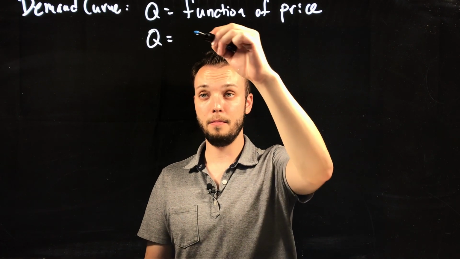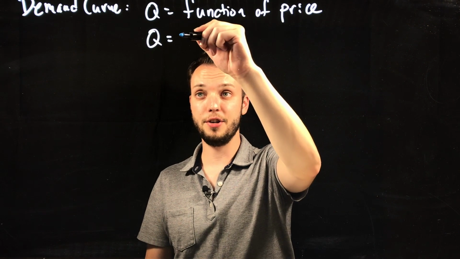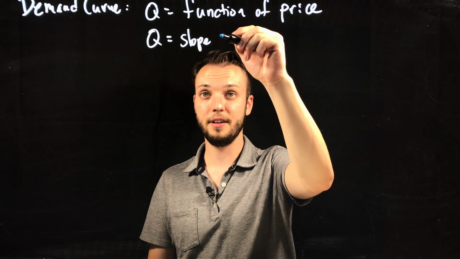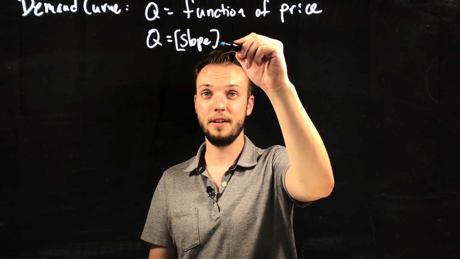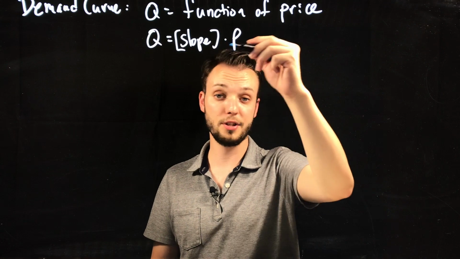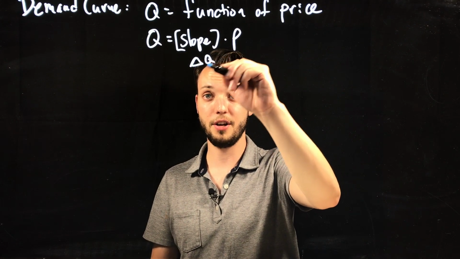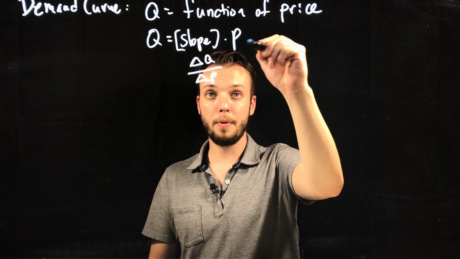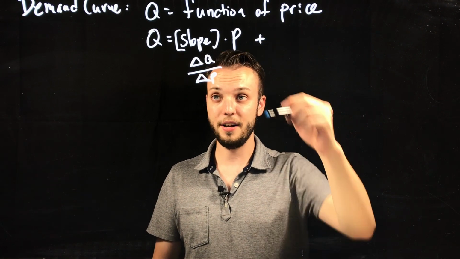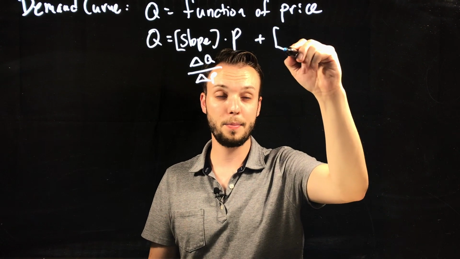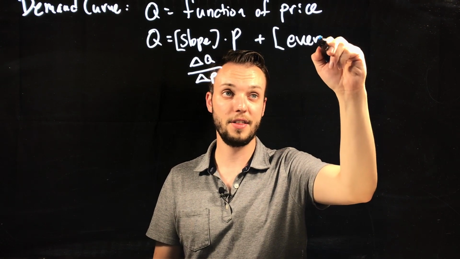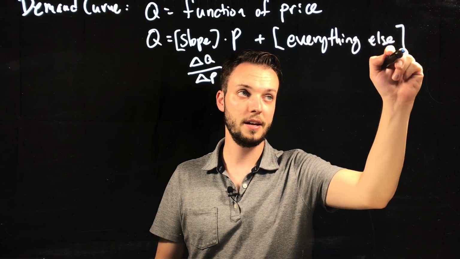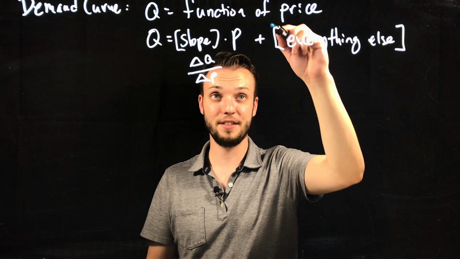So this simple linear relationship, Q equals this slope coefficient times P, the price, or the slope, if you recall, is the change in Q over the change in P. But there's also all the other things that affect the quantity of a good or service demanded. So I'm just going to put those all over here and say this is everything else other than price that goes into this function.